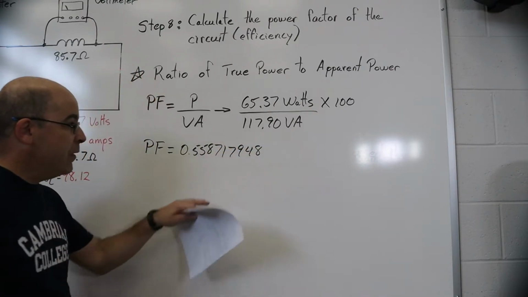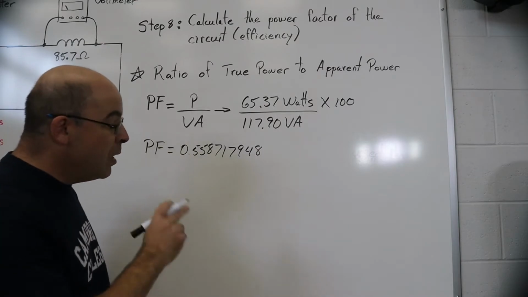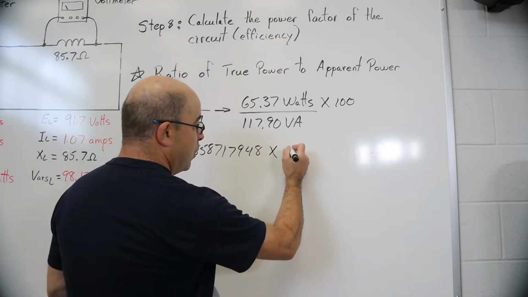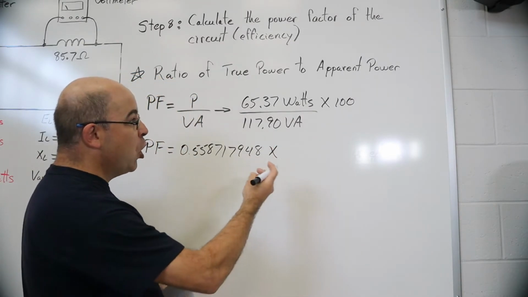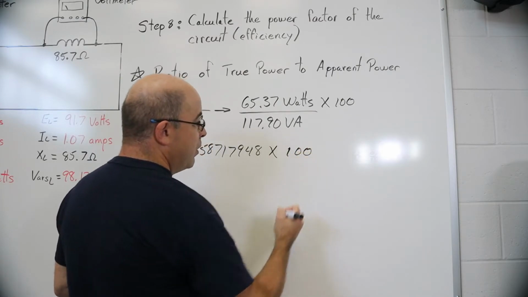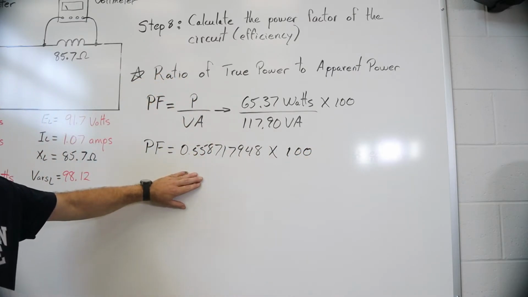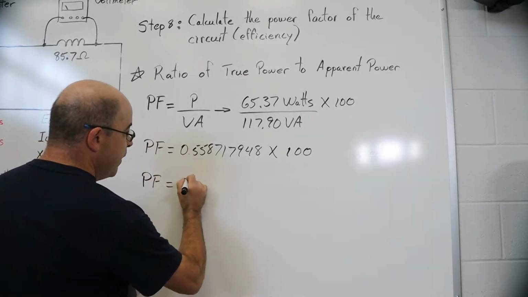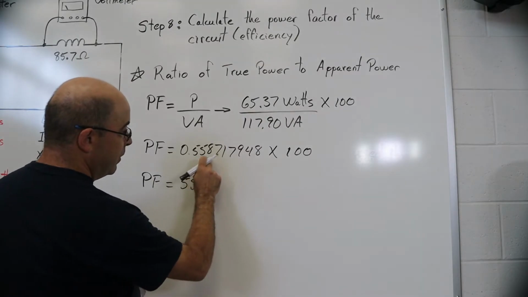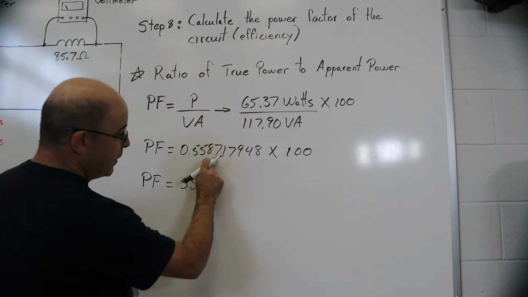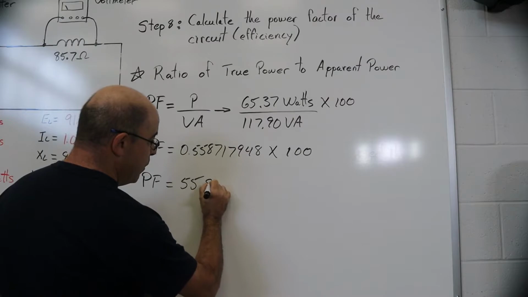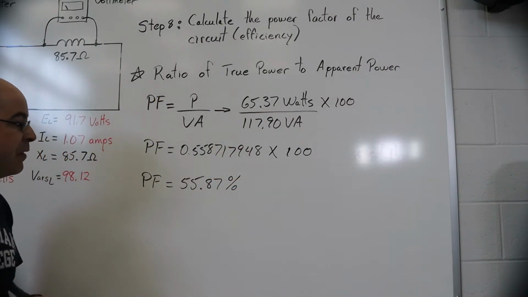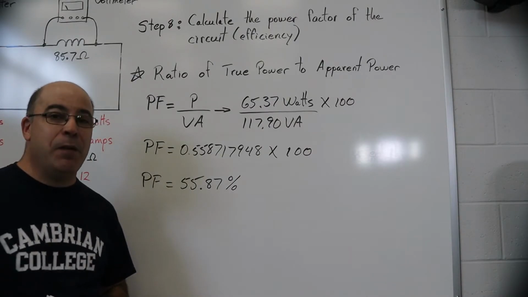0.558717948. Obviously, you're not going to be writing that down, but I just wanted to reconfirm that we're also going to round to 2 decimal places, and we're also going to multiply it by 100 in order to have an expression as a percentage. As a result, your power factor for this circuit should be 55.87 because the next value is 1, so we're going to round down. And power factor is 55.87% efficient.